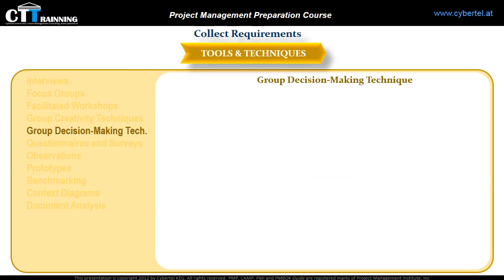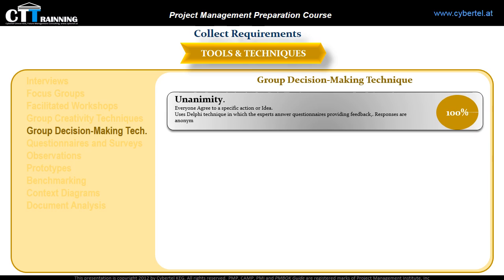We have four types of decision-making, and those are unanimity. This means that everyone agreed to the specific action or idea, using the Delphi technique, in which the experts answer questionnaires providing feedback regarding the responses from each round of requirement gathering. Here the responses are anonymous and only available to the facilitator.